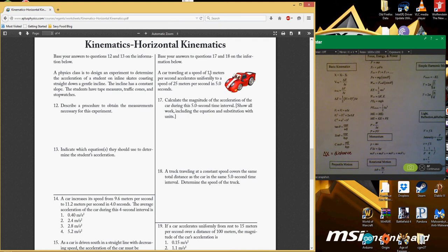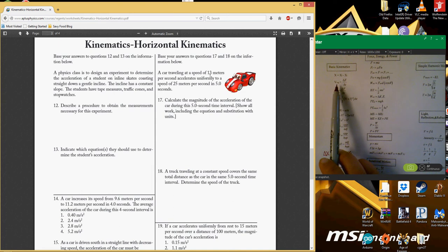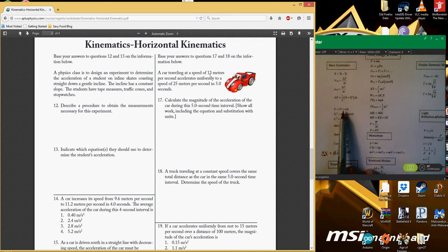So again, we're going to look at question 17. We're going to look at the acceleration, which is change in velocity over time. So change in velocity, we had gone from a final velocity of 25 meters per second from 13 meters per second. So 25 is your final minus your initial, which is 13, and divide by 5 seconds. So that should give you an acceleration of 2.4 meters per second squared.